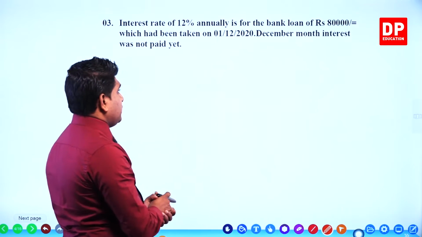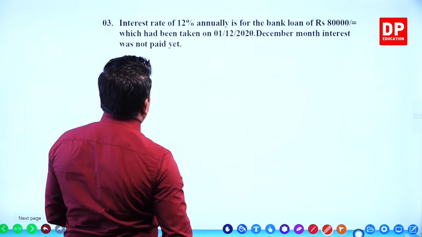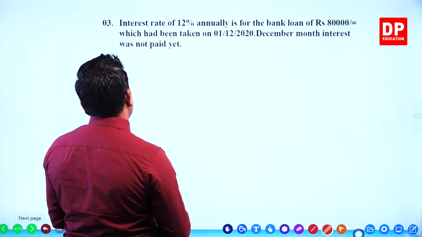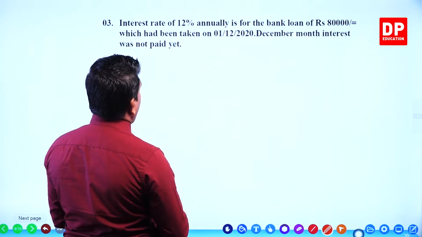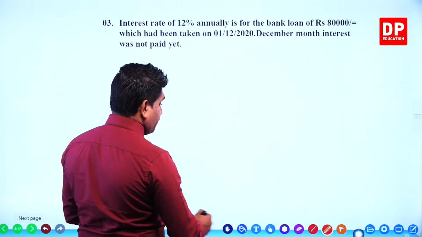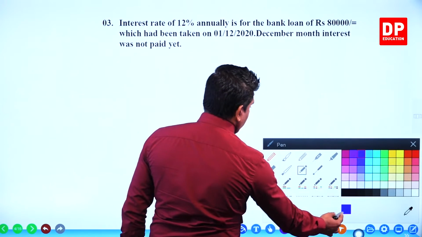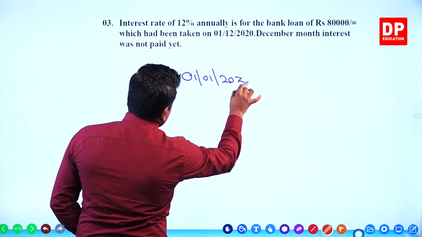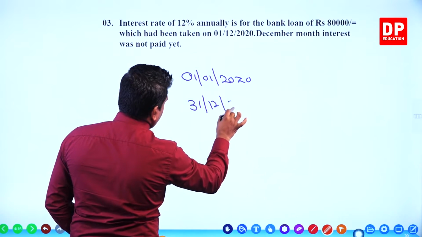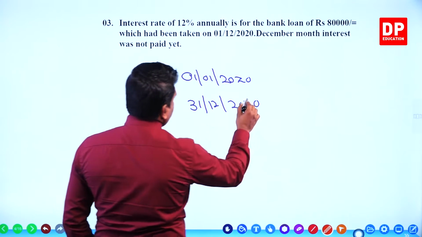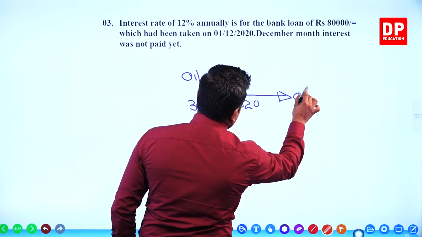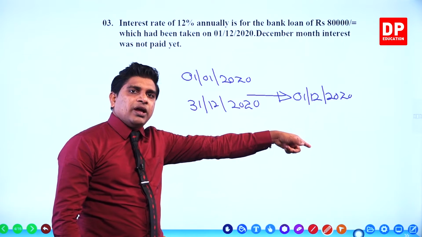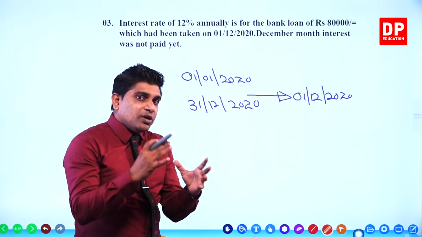Here again I read the adjustment transaction. Interest rate of 12% annually is for the bank loan of 80,000 which had been taken on 1st of December 2020. The accounting period starts on 1st of January 2020, right? Year ends 31st December 2020, right? But the problem is they have obtained the bank loan on when? 1st of December 2020. Now tell me how many months you have to pay interest.